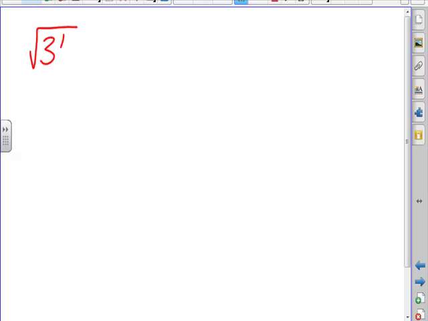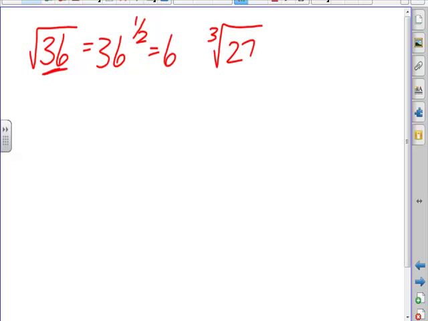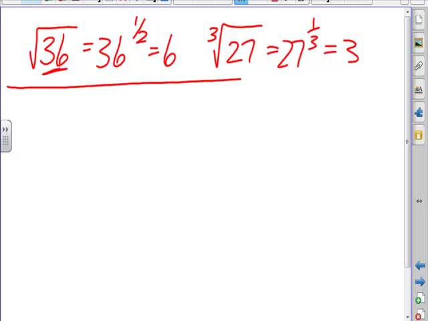So something like square root of 36, another way to write that would be 36 to the 1/2 power, and you'll notice that if you did this on your calculator also, if you took 36 and raised it to the 1/2 power, similar to what you know about square root of 36, you'll get 6. Say it was a cube root of 27, exact same thing as 27 to the 1/3 power, which would be equal to 3.